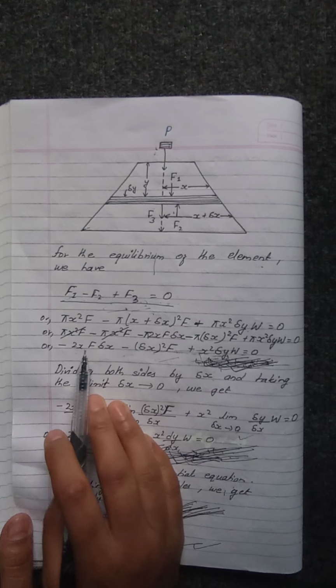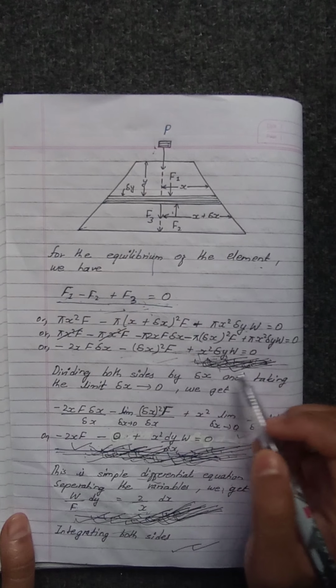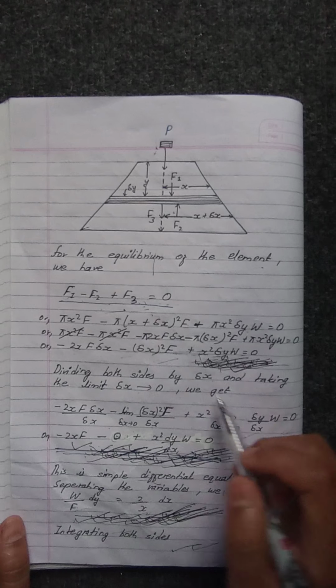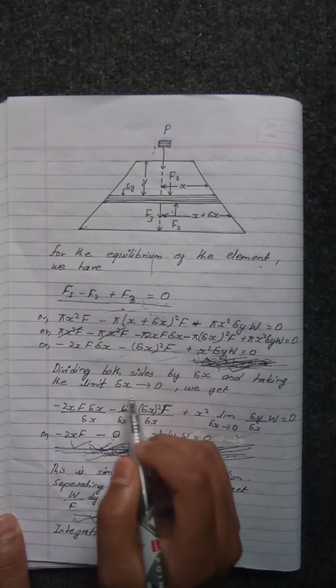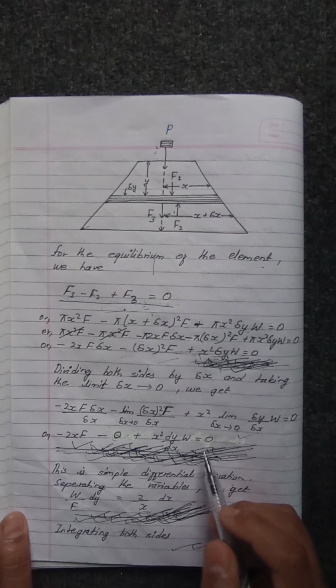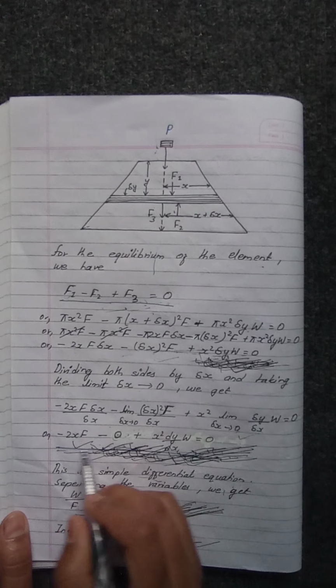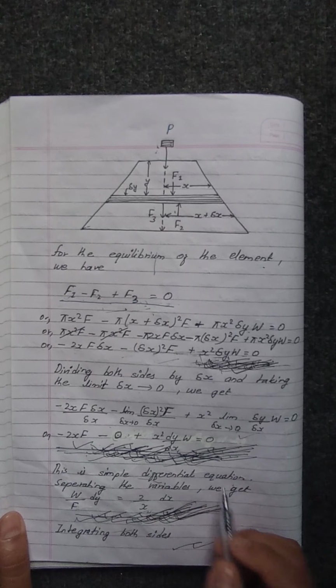Now substituting the values, we get this, and after further simplification we get this. Now dividing both sides by del x and taking the limit del x tends to 0, we get this. After further simplification we get this, which is a simple differential equation.